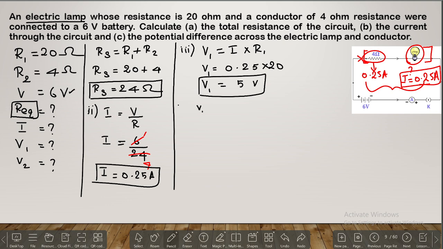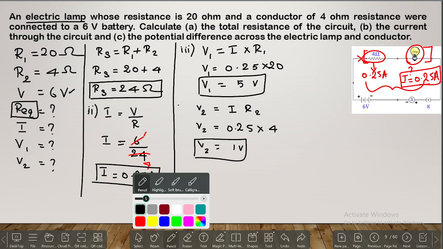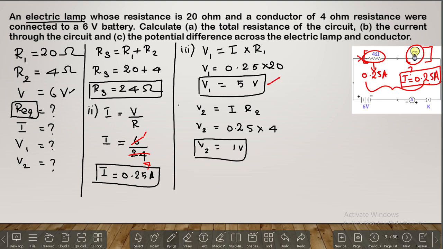Second, V2 is equal to I R2. So V2 is equal to, what is the value of I? 0.25, and what is the resistance of the lamp given? 4. So V2 is equal to 0.25 into 4, 1 volt. So how can we check the answer we found? Is it right or wrong?